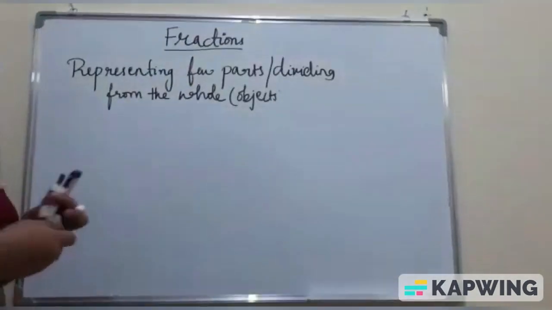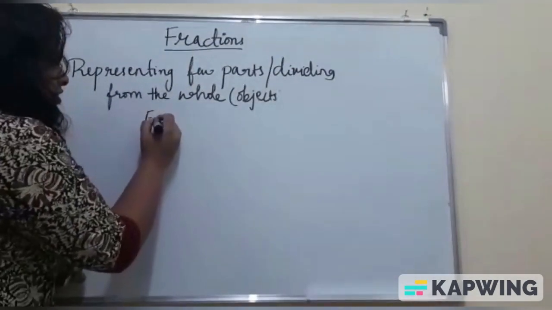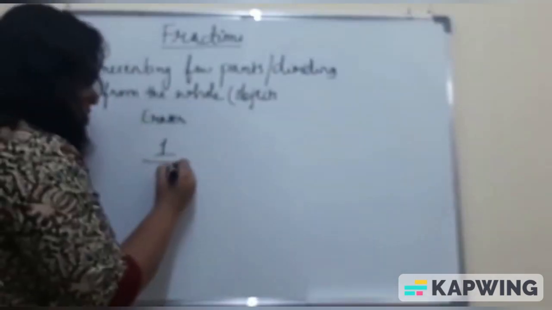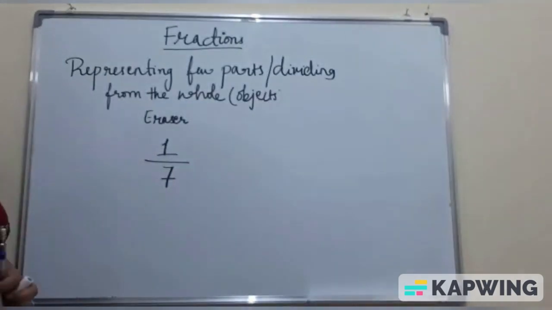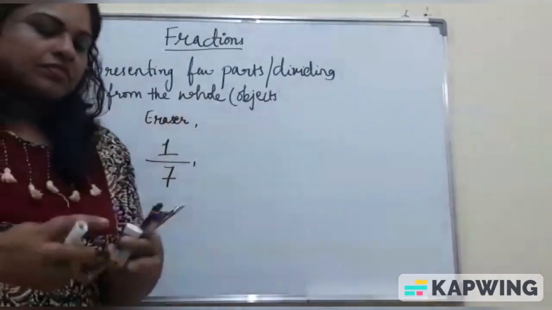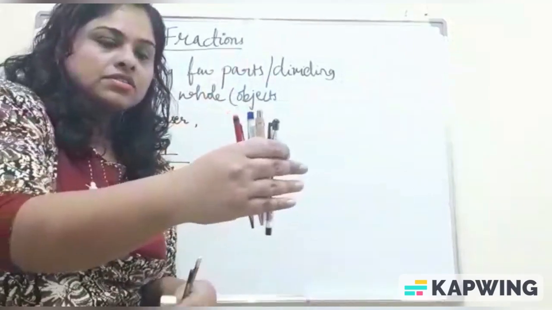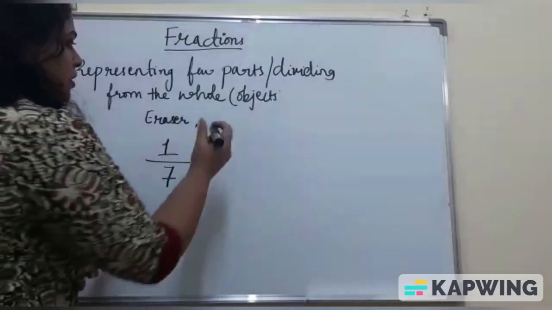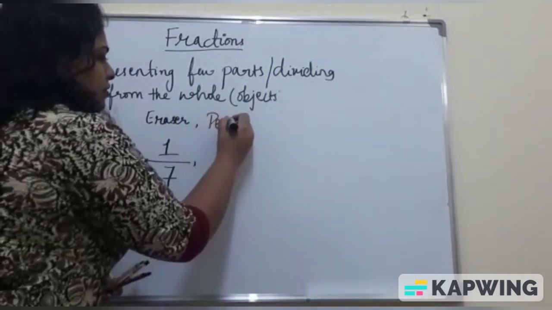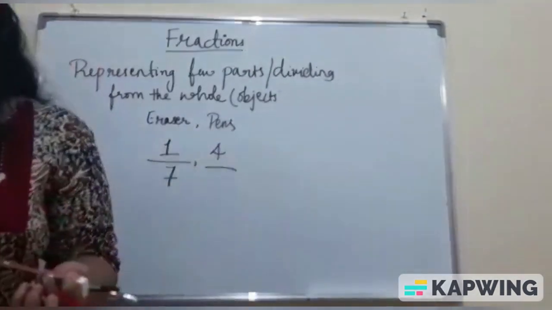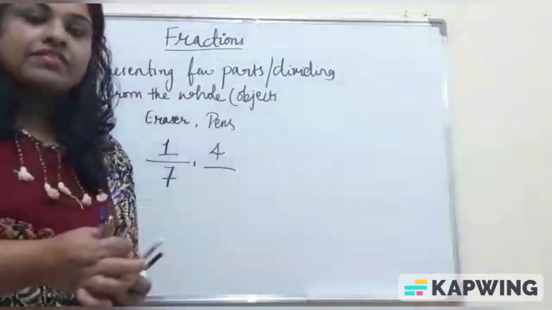How many stationery items? 1, 2, 3, 4, 5, 6, 7. Let's write that. I have 1 eraser. 1 eraser out of how many stationery items? 7. Right? Next, let's take another example. How many pens do I have? I have 4 pens. Good. I have 4 pens of how many stationery items? Yes, you're right. Out of 7 stationery items.